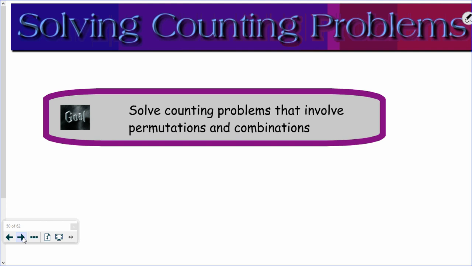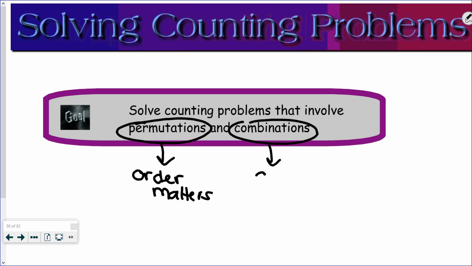So again, our goal is to just solve some problems that use permutations and combinations. Remember that permutations mean order matters, and combinations mean that the order does not matter. So we're going to look at all different types of questions, kind of as a review of what we've already done.